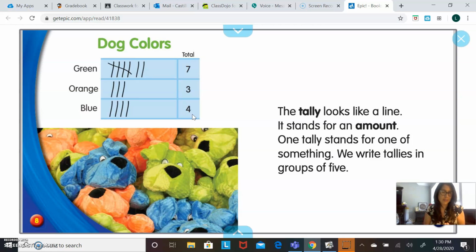The least amount, they have less orange than all the other colors, right? Which one has the most? Green. So they have more green dogs than orange and blue, and the least amount color is orange. And so that's how you interpret this chart. Let's keep going.